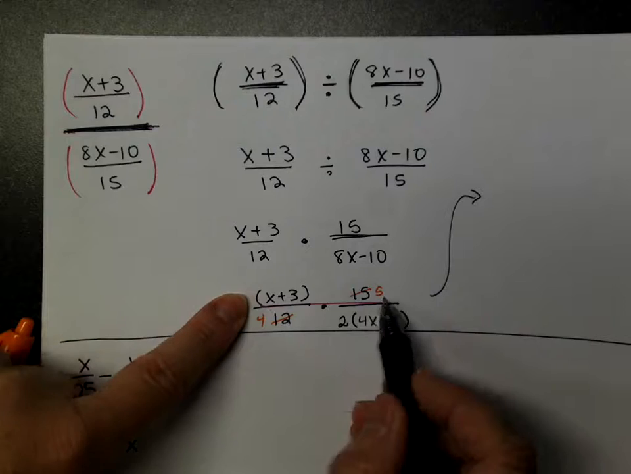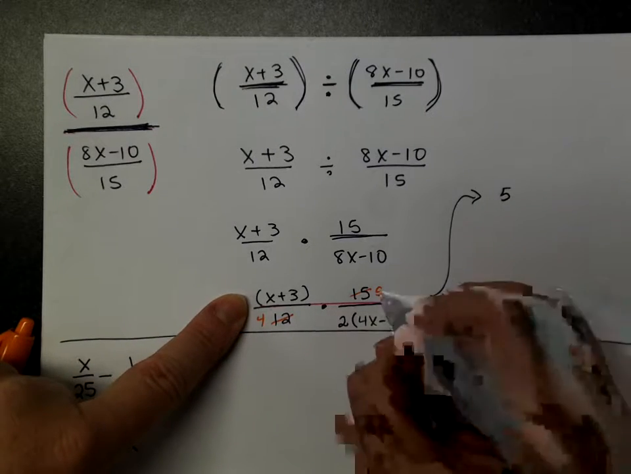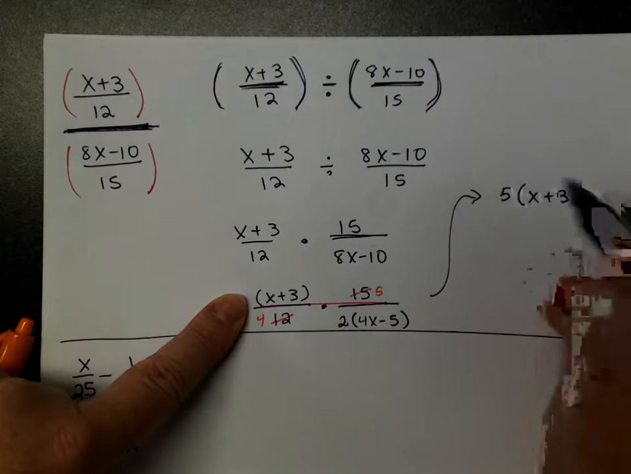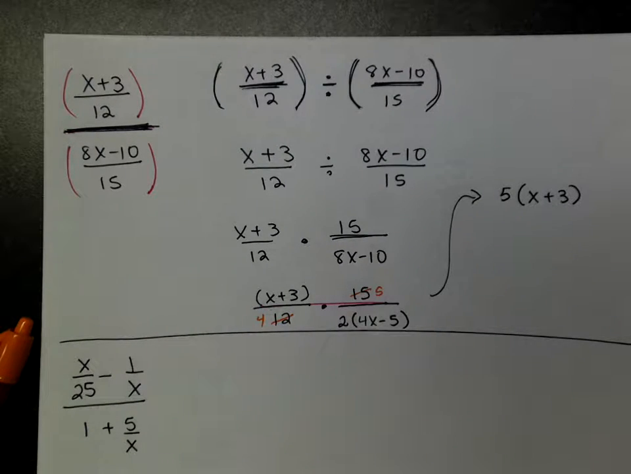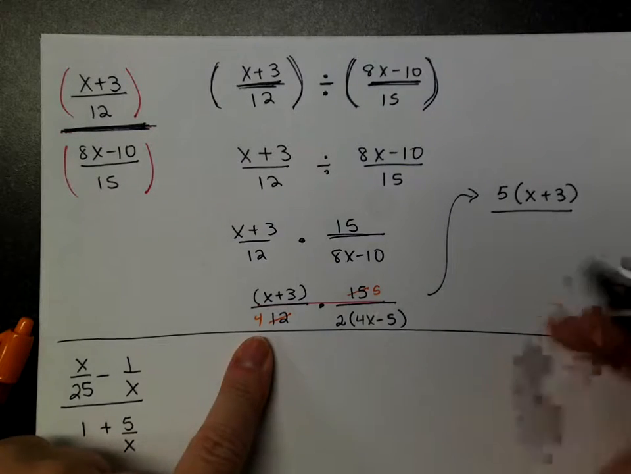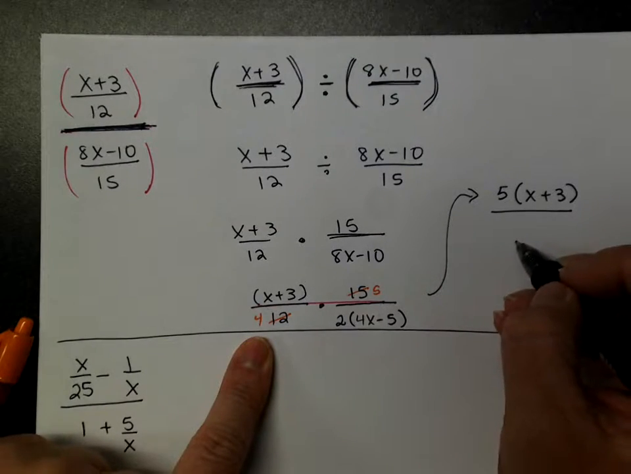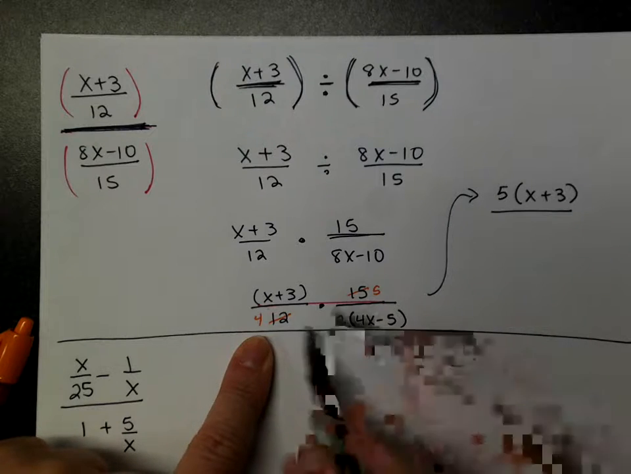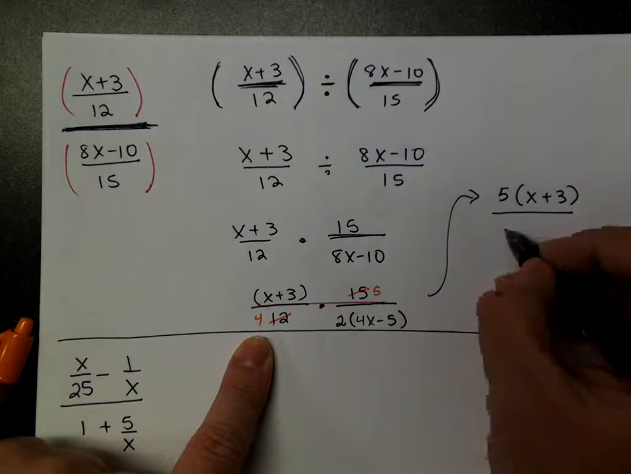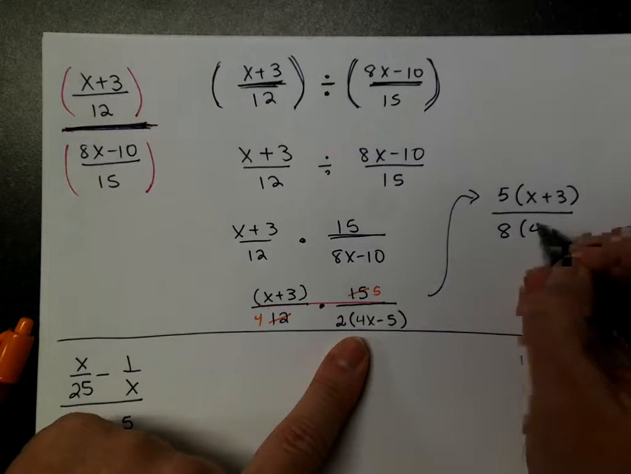On top, we've got a 5 and an x plus 3. Always put the free-floating stuff in front of anything in parentheses. You don't have to distribute it, but to your eye, it should look like a distribution problem. And on the bottom, we have what? 8, right. Remember, this is all multiplication. Once it's fully factored, it's all about multiplication. So any numbers that are left, you have more than one number, it gets multiplied. 8. And then 4x minus 5.